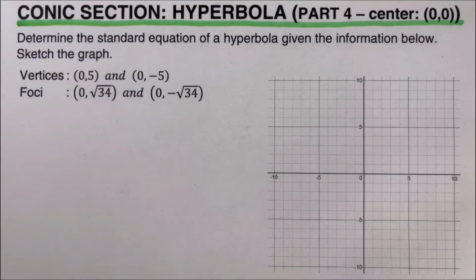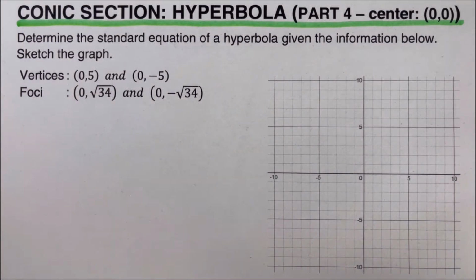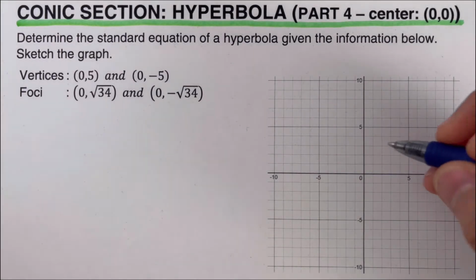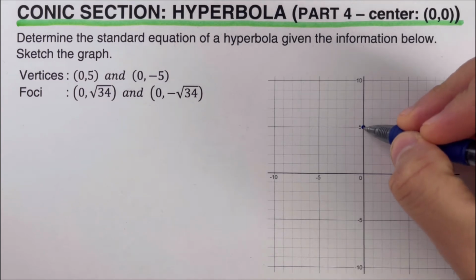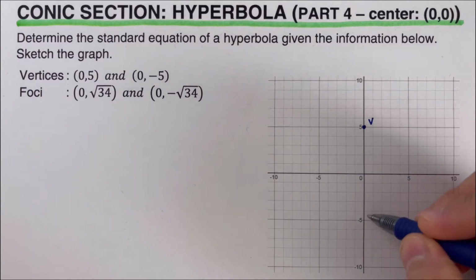Okay, going back to the problem right here. So we are given the two vertices of the hyperbola. So we can go ahead and plot these points right here. So that is at 0, 5. So it's going to sit right here. This is our first vertex. And the other vertex is located at 0, negative 5. This is the other vertex right there.